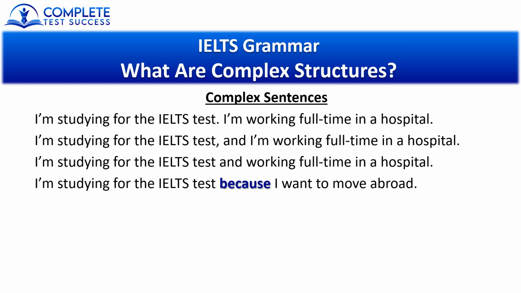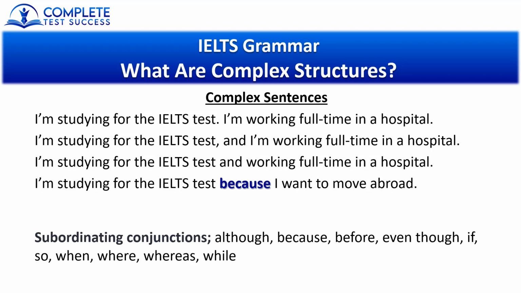Here are some other typical subordinating conjunctions. Although, because, before, even though, if, so, when, where, whereas, and while. So if you're already able to use those, you're already able to write complex sentences. Now, you might not know how to use a massive range of subordinating conjunctions, and if that's the case, you can just go ahead and research some more.